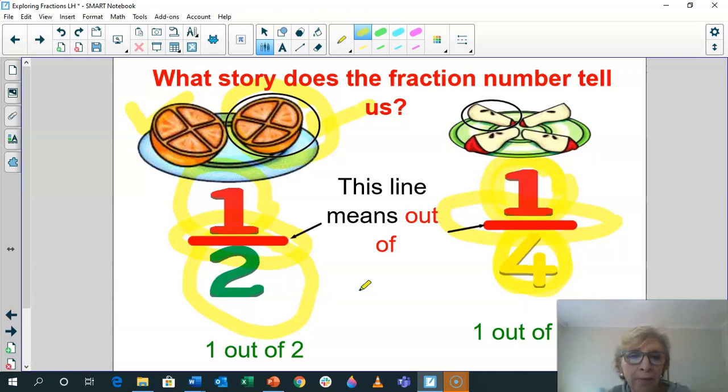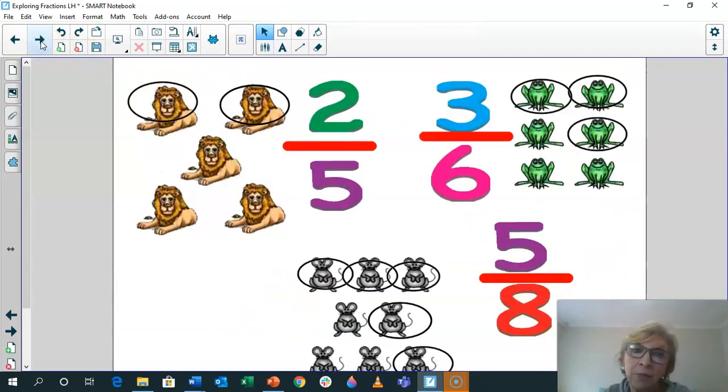So if you remember that, grade 3s, if you remember the story that the fraction number is telling you, you will never go wrong. You will always understand what a fraction means exactly. That's important that you know that.